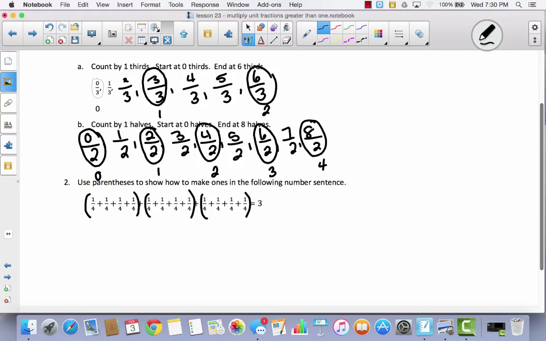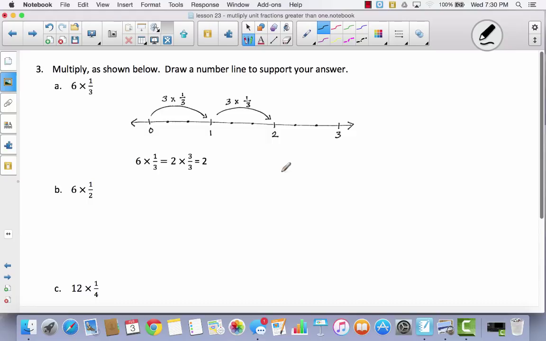Okay, we're going to use all of these strategies today when we are multiplying our unit fractions to make a fraction that's greater than 1 whole. All right, now we're going to multiply as shown below. Draw a number line to support your answer. So I want you to take a look at what they did. Remember how I said we're looking to make a whole.